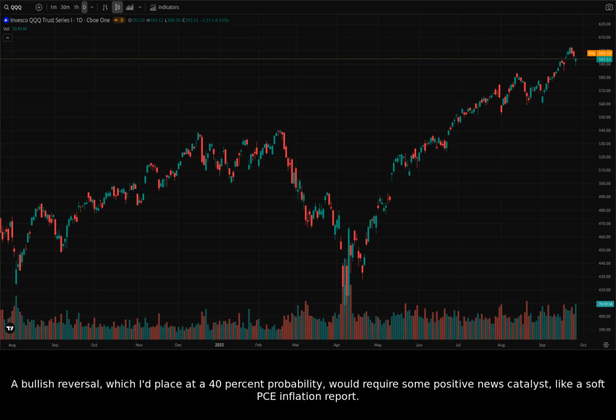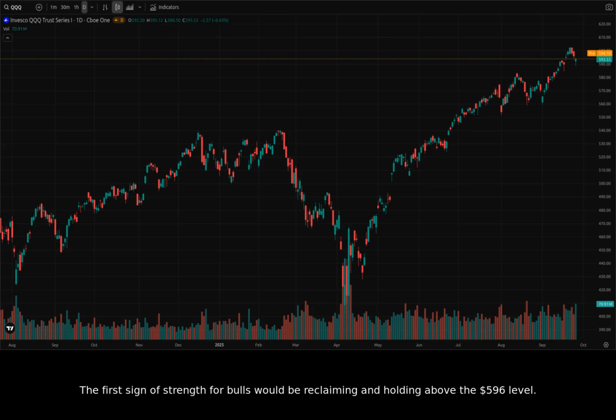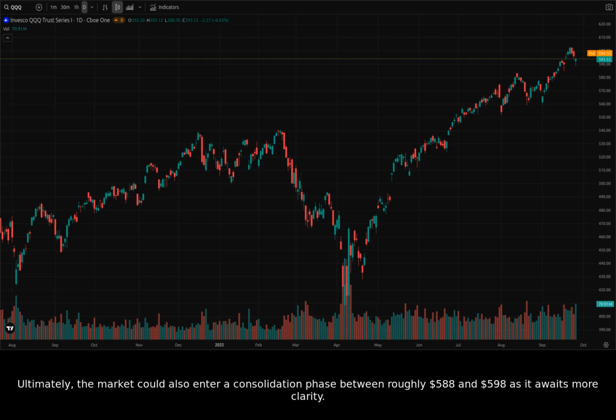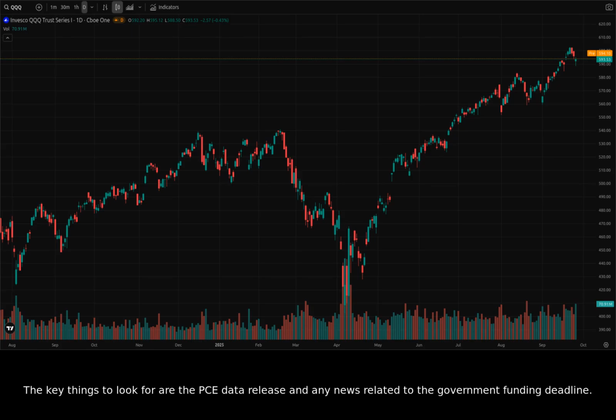A bullish reversal, which I'd place at a 40% probability, would require some positive news catalyst, like a soft PCE inflation report. The first sign of strength for bulls would be reclaiming and holding above the $596 level. Ultimately, the market could also enter a consolidation phase between roughly $588 and $598 as it awaits more clarity. The key things to look for are the PCE data release and any news related to the government funding deadline. Pay close attention to how the price reacts at these key support and resistance levels we've laid out.